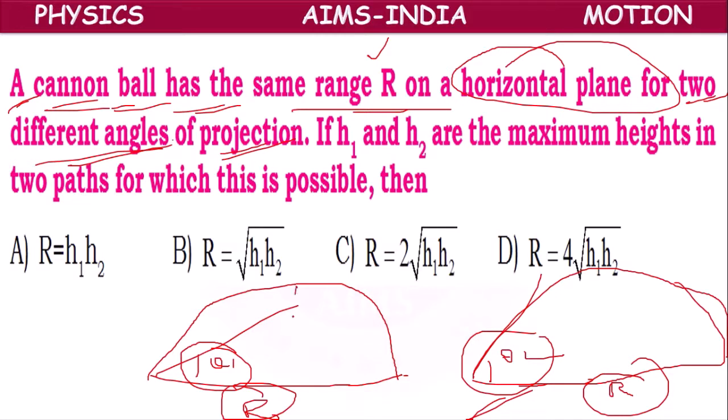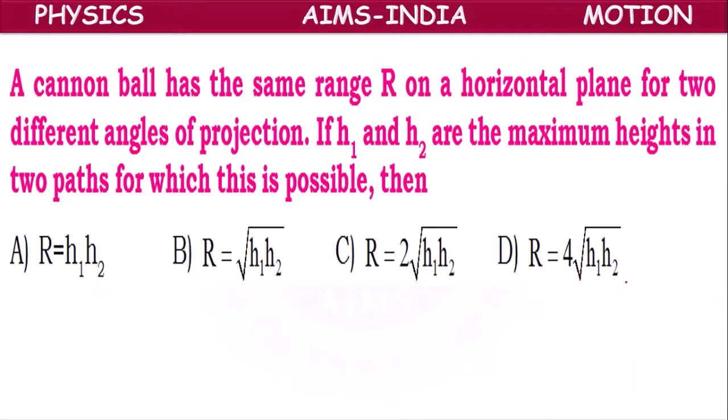And the height covered in first case is h1. Maximum height traveled by the cannonball is h1. And the second case, if it is h2, if the ranges are same, then what will be the relation between the ranges and heights that we have to find?